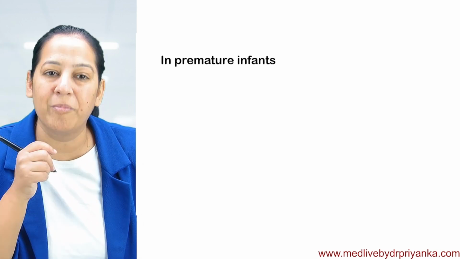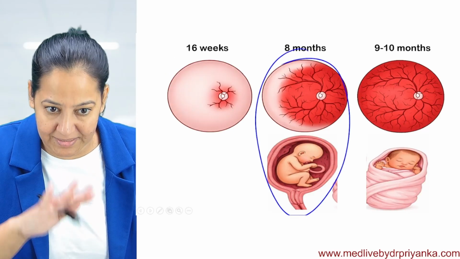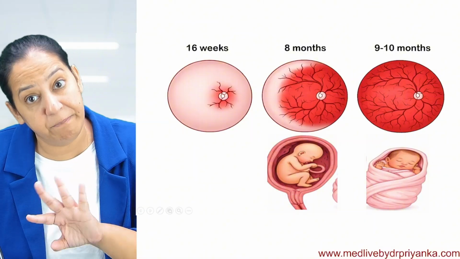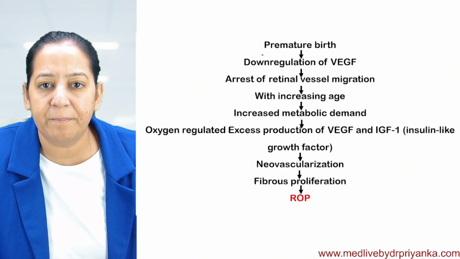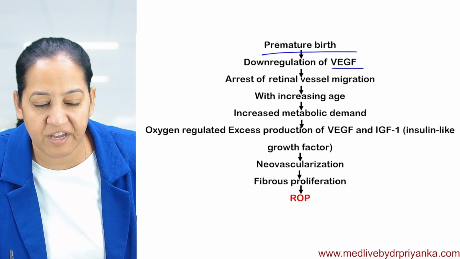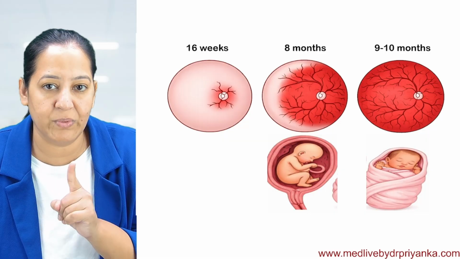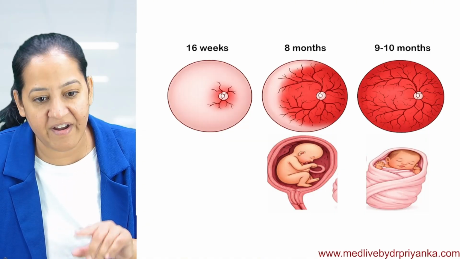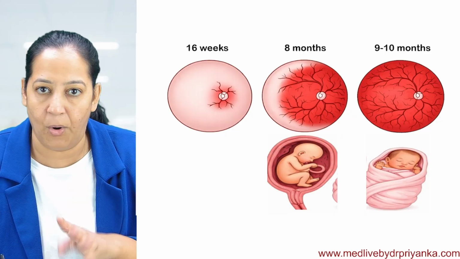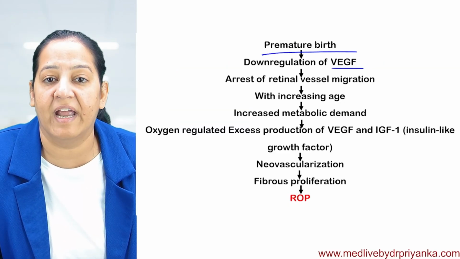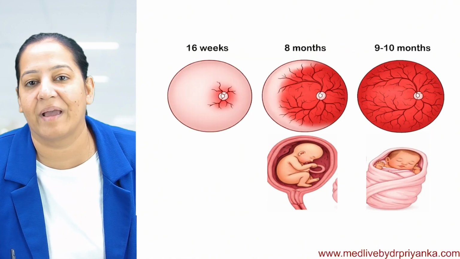But there is a problem in premature infants. If the birth is taking place before 8 months, suppose a newborn is born before 8 months, what's going to happen? Use your common sense and tell me. If there is a premature birth, VEGF is downregulated. For this complete development, one factor is required in the blood, that is VEGF. So in premature infants, VEGF is less. As soon as they are born, it is halted. Since VEGF is downregulated, there is arrest of retinal vessel migration.